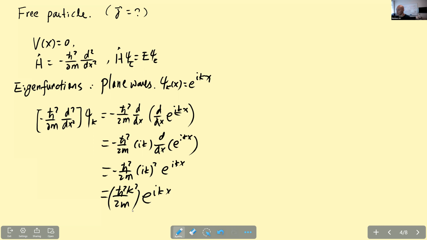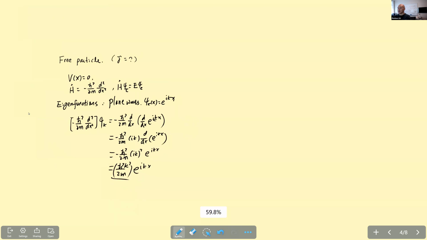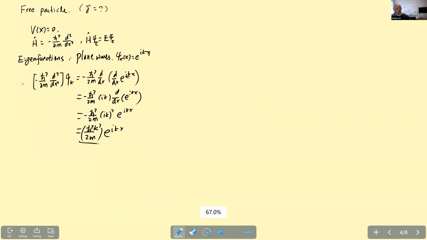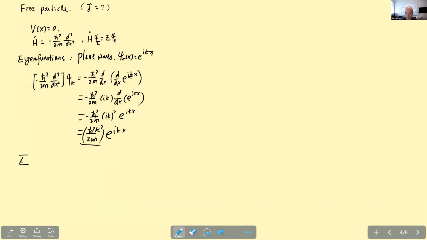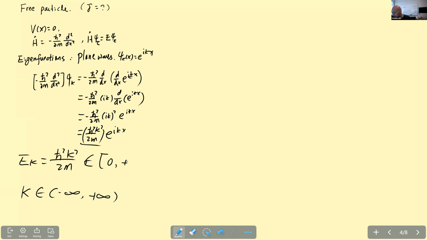So immediately you know that this is just the eigenenergy. You immediately obtain that this E_k equals h bar squared k squared over 2m. And you know that k can be any value between minus infinity and plus infinity. And the energy, of course, because there's a k squared, is always positive. And why not negative energy?